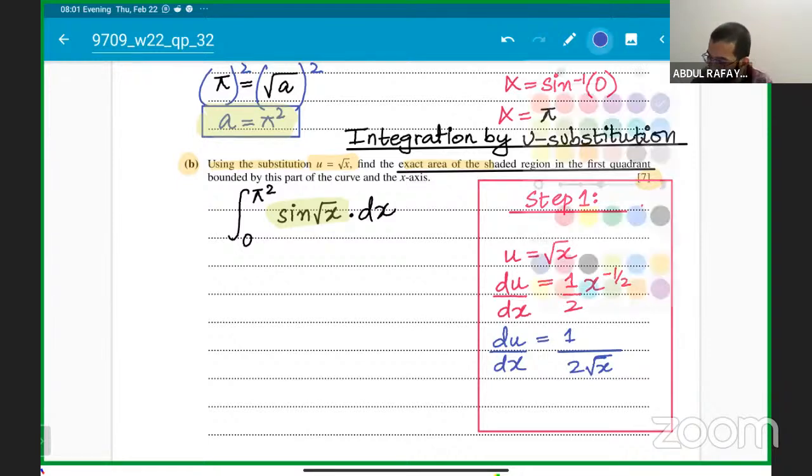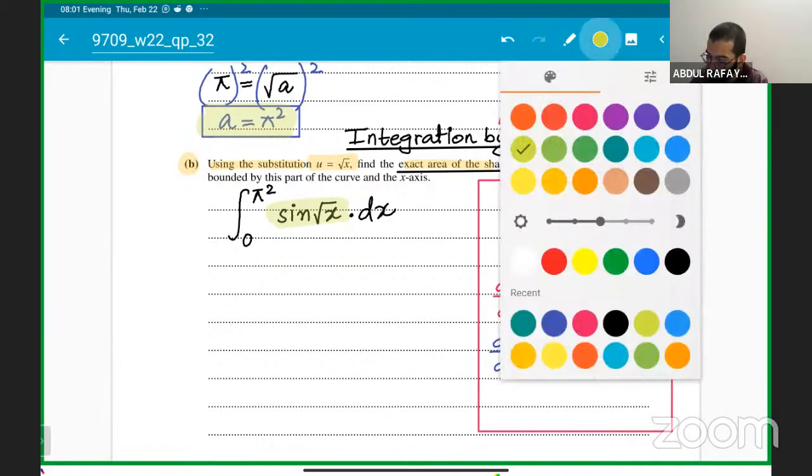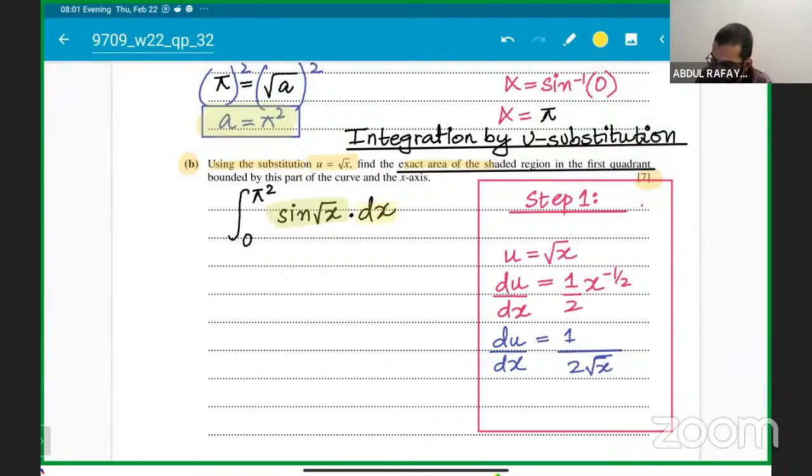So why we are doing step one, students? Everyone getting it? We are doing this, students, because we need to make everything in the form of u. Guys, with me following? We need to make everything in the form of u.